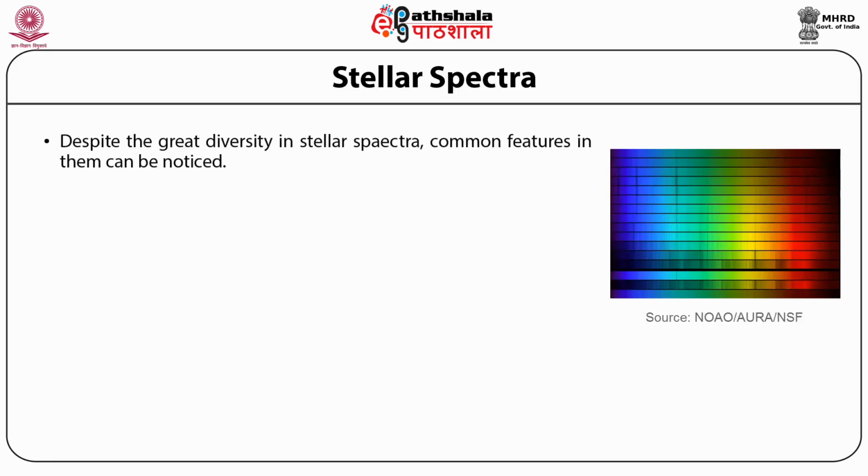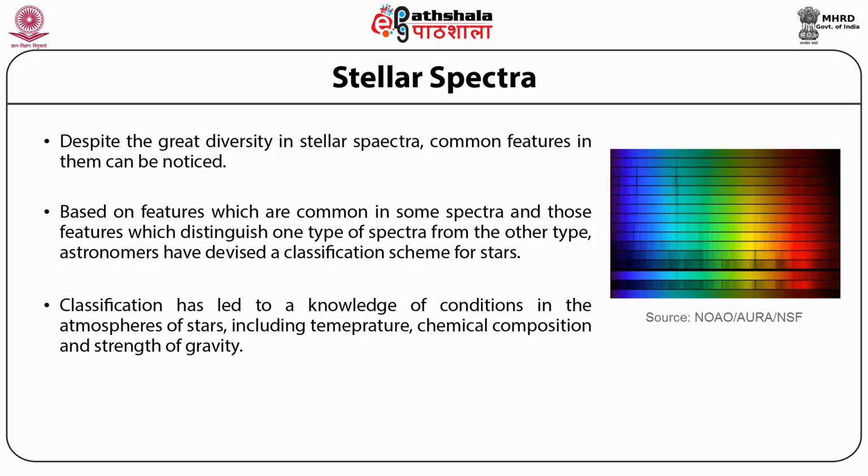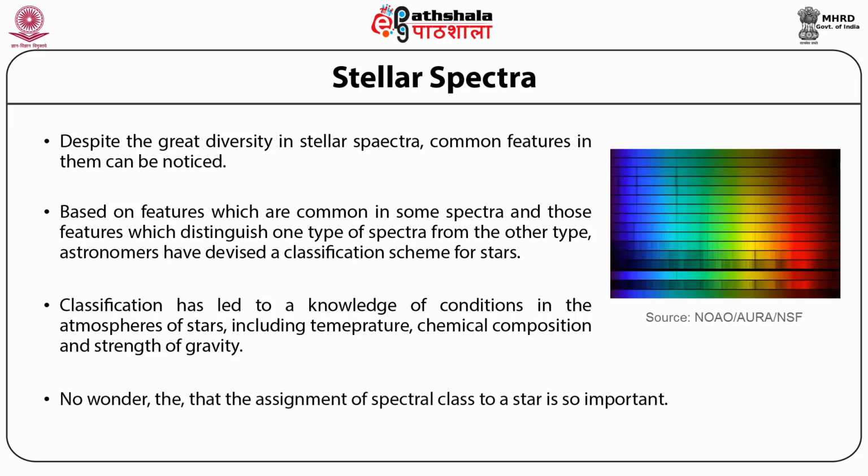So students, despite the great diversity in stellar spectra, common features in them can be noticed. Based on the features which are common in some spectra, and those features which distinguish one type of spectra from the other, astronomers have devised a classification scheme for stars. Classification has led to a knowledge of conditions in the atmosphere of stars, including temperature, chemical composition, and strength of gravity. No wonder the assignment of spectral class to a star is very important.